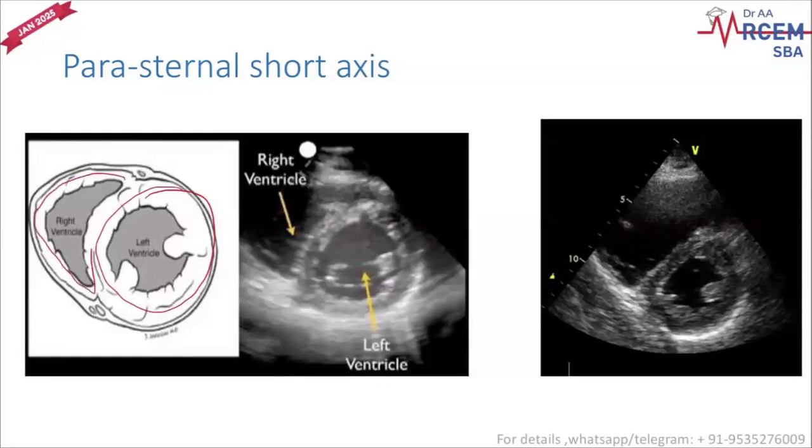So it is kind of crescent in shape, what you are having. This is the normal way what you're seeing. This is the left ventricle, and here is the right ventricle, which is partially seen in this image.